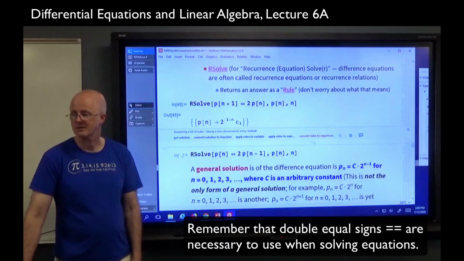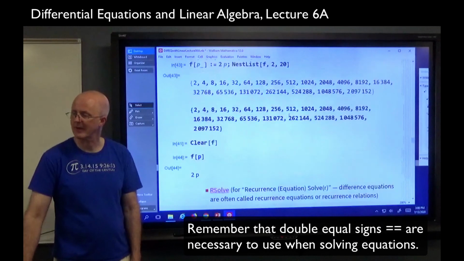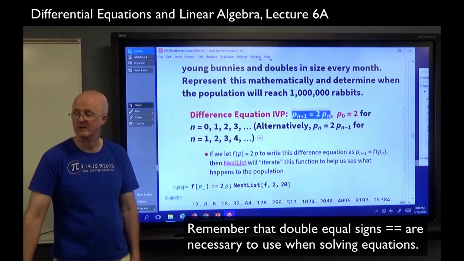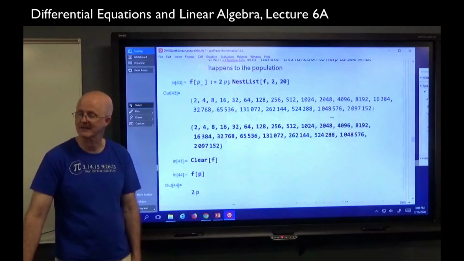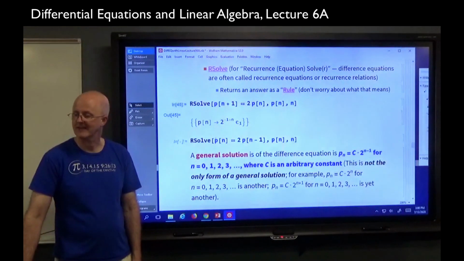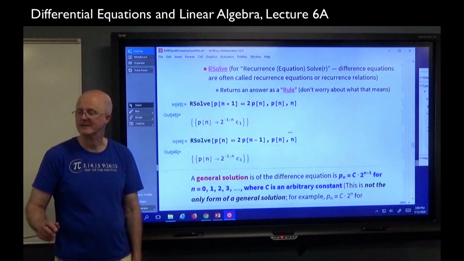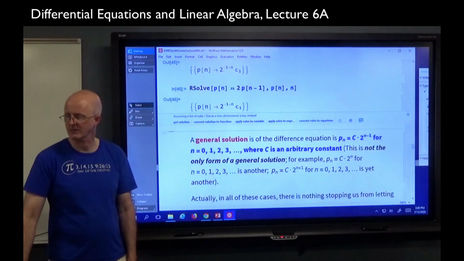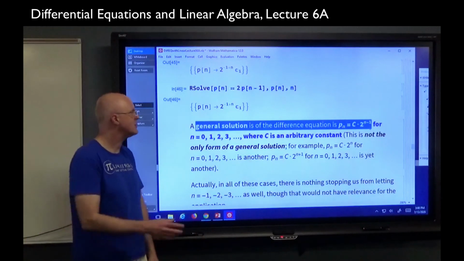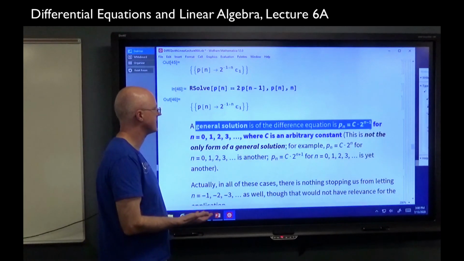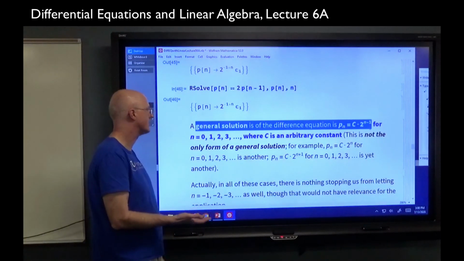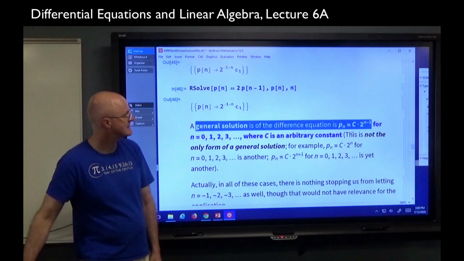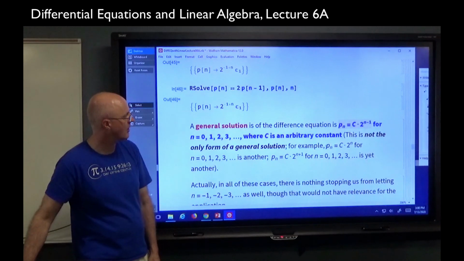It gives me a solution. I don't have to do it with n plus 1 on the left and n on the right. I could do it alternatively with n on the left and n minus 1 on the right. If you enter that like this and enter this code here, you get the same answer. This is a form of a general solution. However, you should realize it's not the only form of the general solution. There are other general solutions. That's why I say a general solution. C is an arbitrary constant here, but here's another form of it.